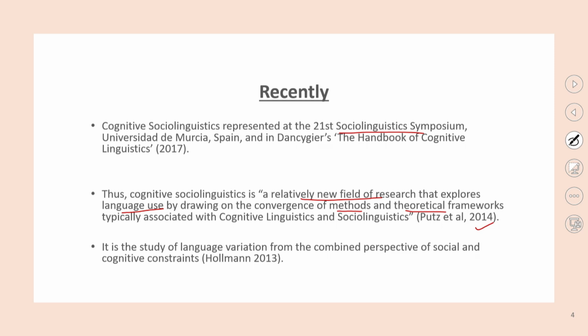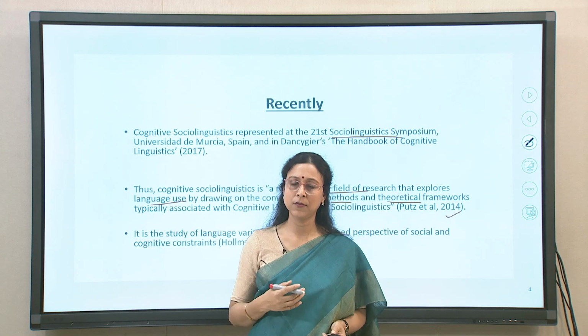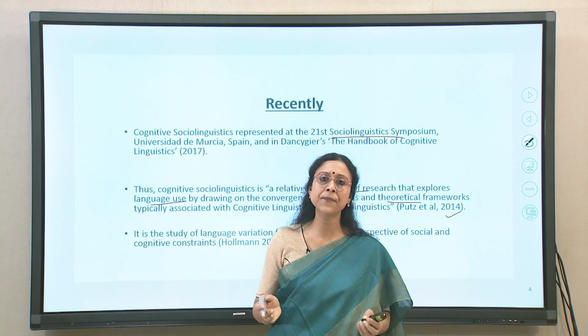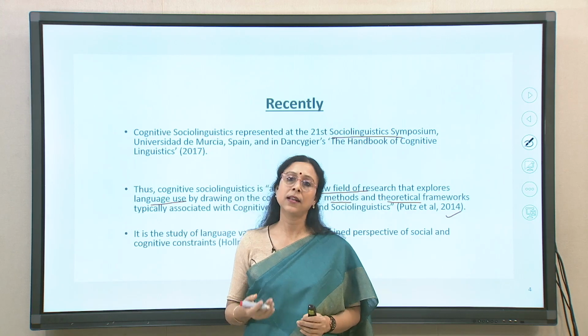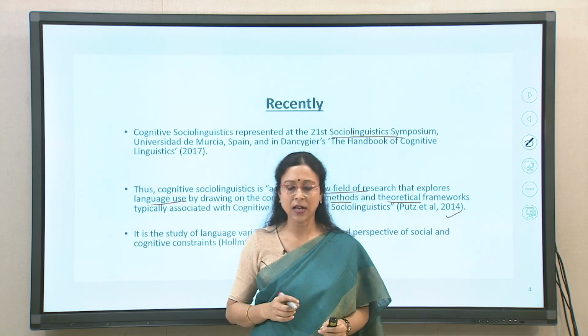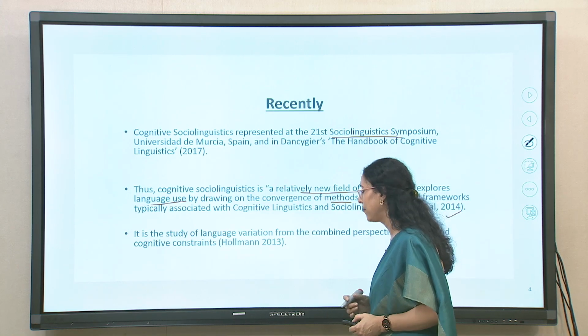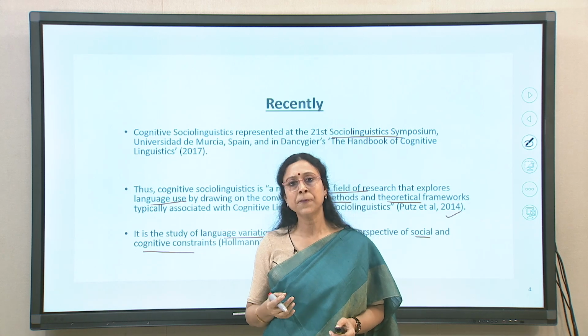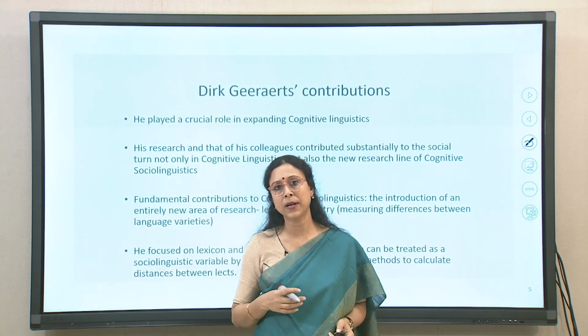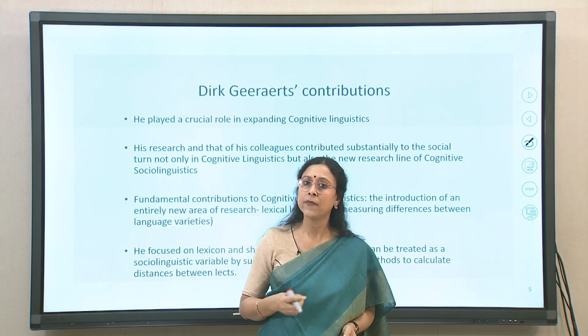This is very precise. Basically, both theories as well as methods are taken from both cognitive linguistics and sociolinguistics. So, this is a merging of certain aspects of cognitive linguistics and sociolinguistics, which looks at language usage and its variation. That is how we will take it forward. That is the working definition. It is a study of language variation from the combined perspective of both social and cognitive constraints. So, these are the three important parameters here: variation, usage, and both the social and the cognitive parameters will be looked at. Both of them are important variables.